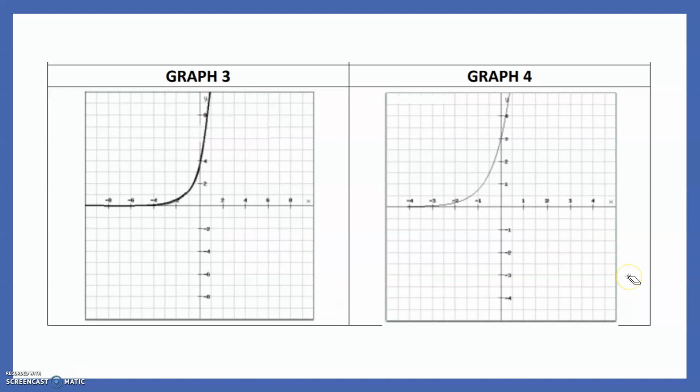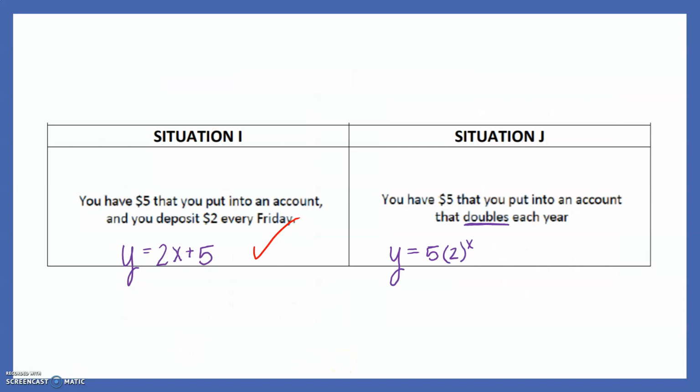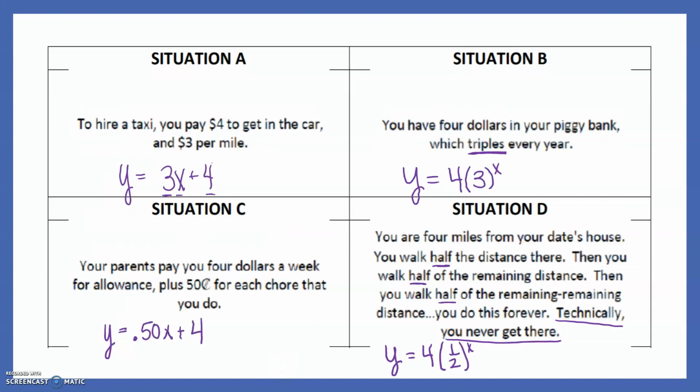Now we move on to graph number 3. We see that we're starting right here at an a value of 4, and my b value is going to be greater than 1 here because it's an exponential growth graph. My a value is 5, doesn't work. My a value is 3, doesn't work. My a value is 4 in both of these, which is what I was looking for. However, I needed a graph that was increasing, and that'll be situation B.